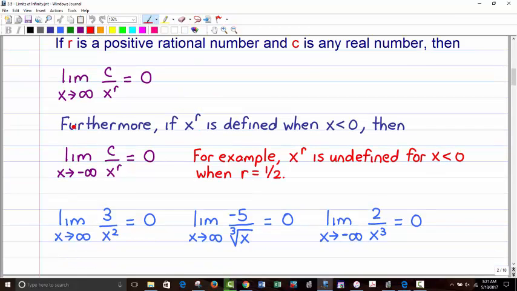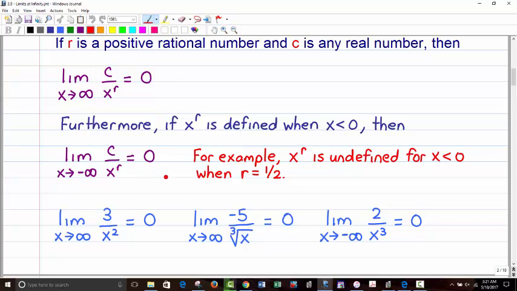Now this says, furthermore, if x to the r is defined when x is less than 0, then the limit as x goes to negative infinity of c over x to the r equals 0. That says if it's defined, that will be true. Where you could run into an issue is, what if r was 1/2, which would mean the square root of x? Then you couldn't put negative numbers in there, so that wouldn't apply.